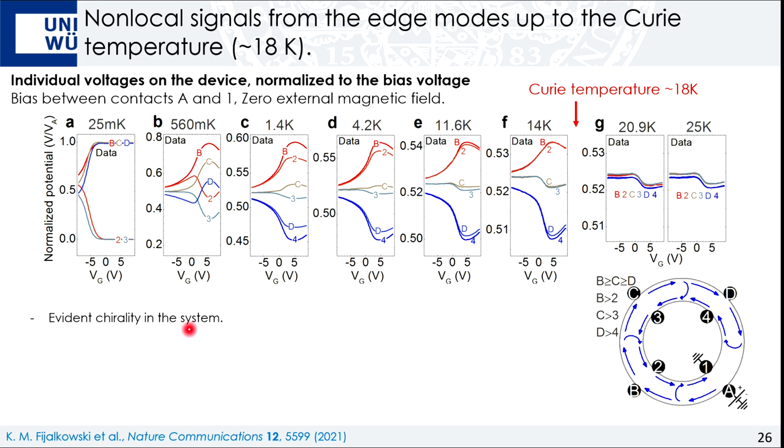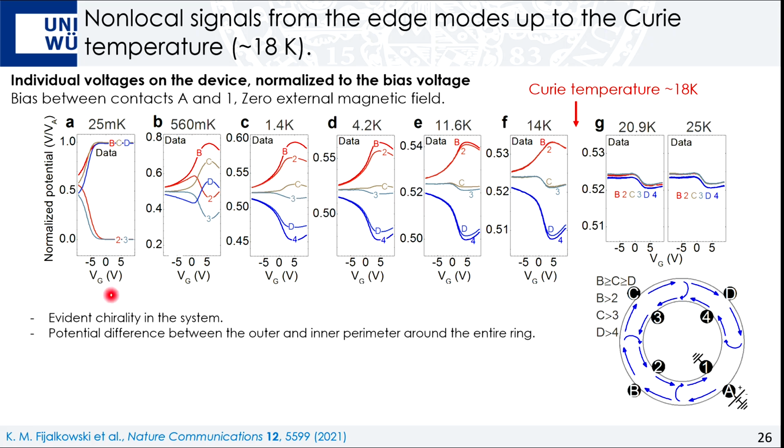And there's a few things to note here. There's evident chirality in the system. So if you look at the order at which these potentials are arranged, it's B2, C3, D4. So if you look at the schematic here, it's B2, C3, D4. And of course, if you flip magnetization in the layer, this order flips, as you would expect for opposite chirality. But what this is reminiscent of is that the current enters the device from contact A and it turns left. It flows along the edge and it's allowed to backscatter to the inner edge. So this is what would explain these kind of signals.